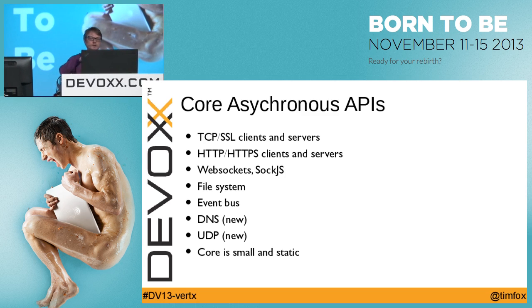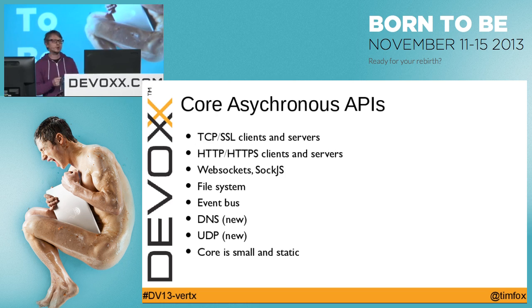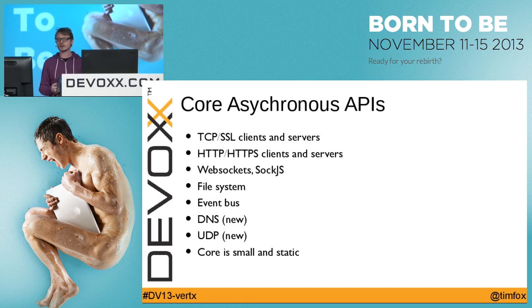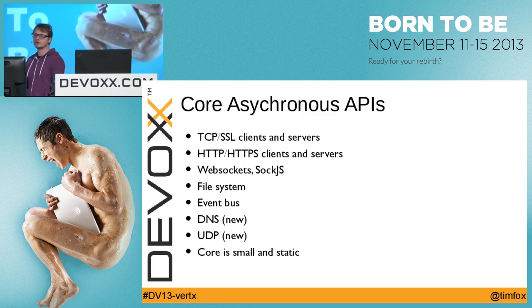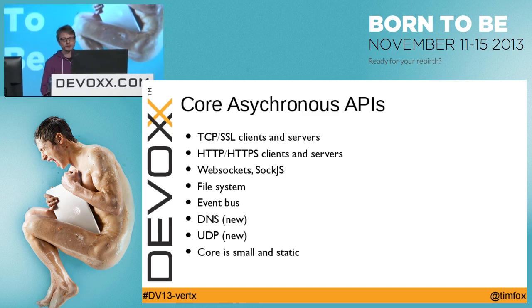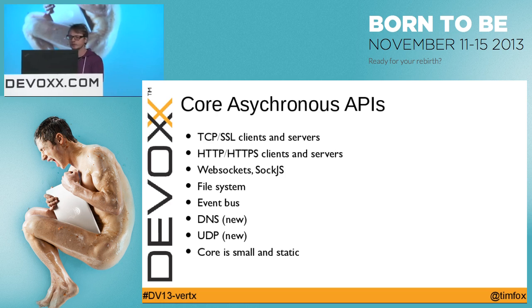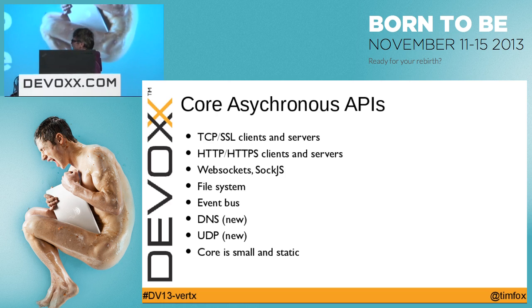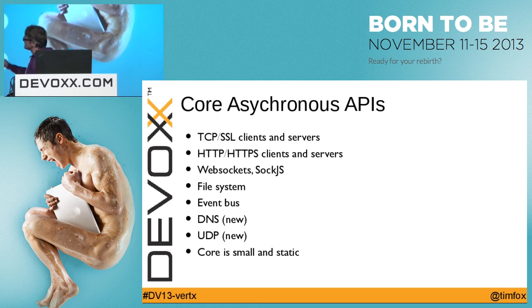So we've got APIs for creating TCP clients and servers, HTTP. We have full WebSocket support for doing your real-time web applications. We also have sock.js support, which if you're not familiar with sock.js, it's a bit like WebSockets, but it's an abstraction. It abstracts over the underlying transport, so it'll still work even if your network or your browser doesn't support WebSockets. It will fall back to polling or various other transports. We have asynchronous file system support, and we have the Eventbus.